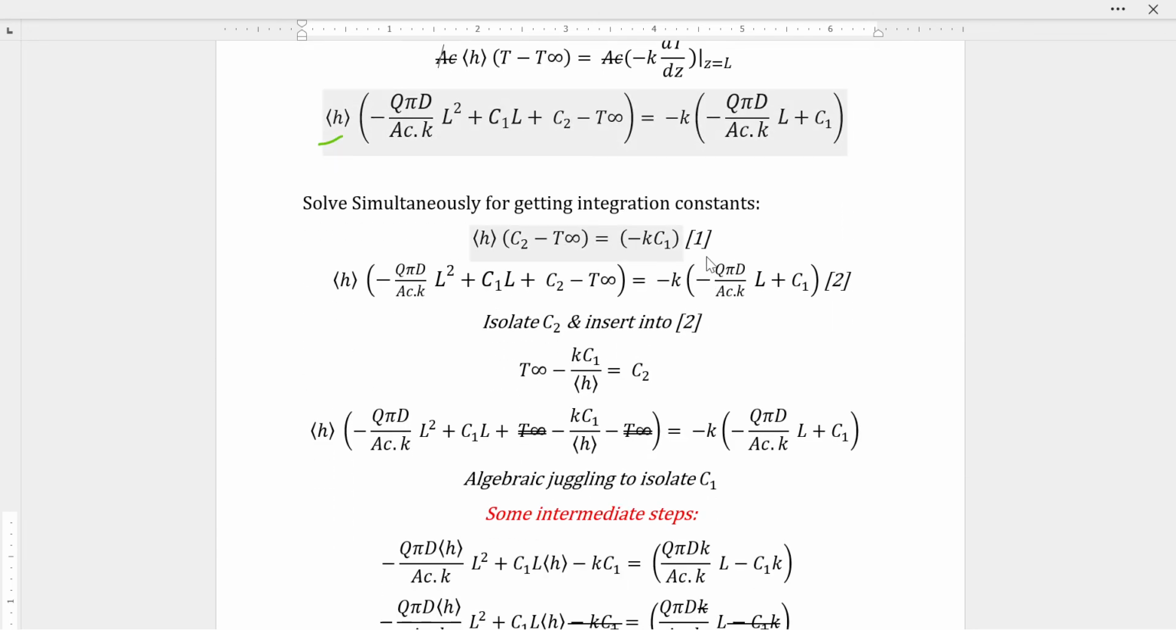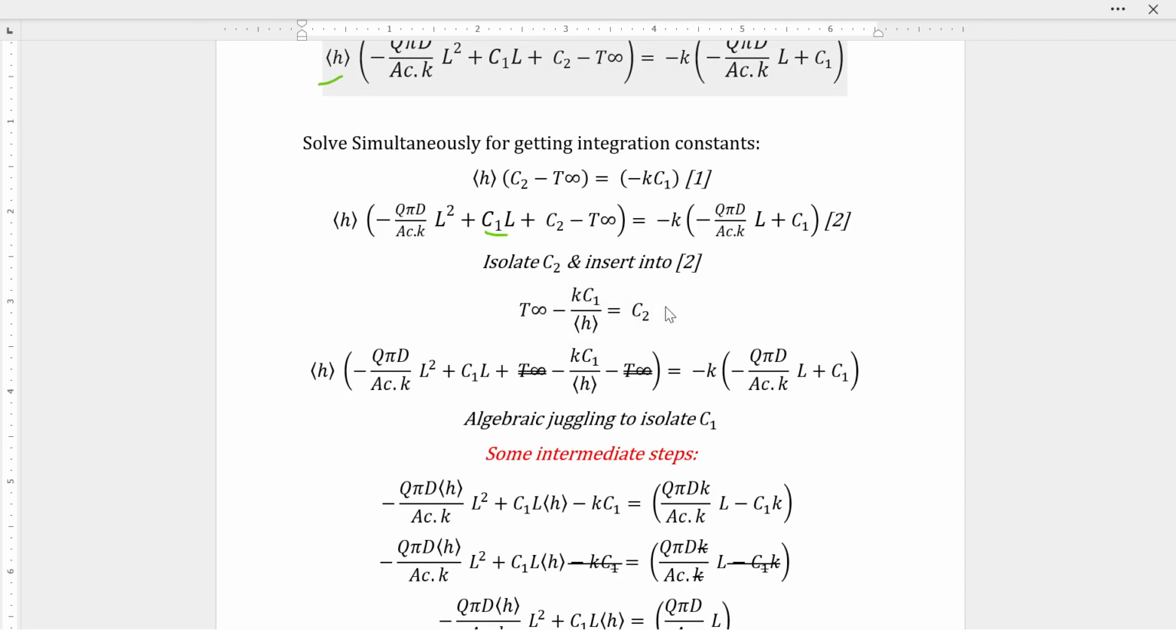Now I have two equations and two constants, C1 and C2. I'm just going to solve them simultaneously until I get my two integration constants. As I can see over here, C1 is a more involved term. It is getting more multiplied, it's a little bit more tied up than C2. So it's easier to replace C2 instead of C1. So I'm just going to make C2 the subject of the formula and insert it into C1.